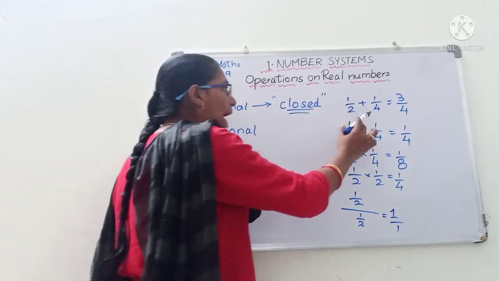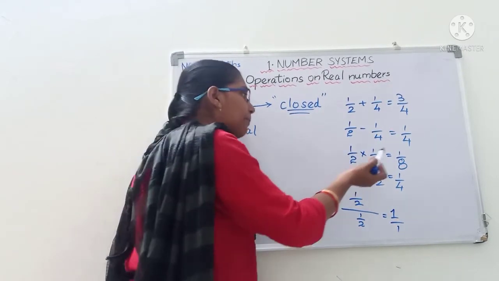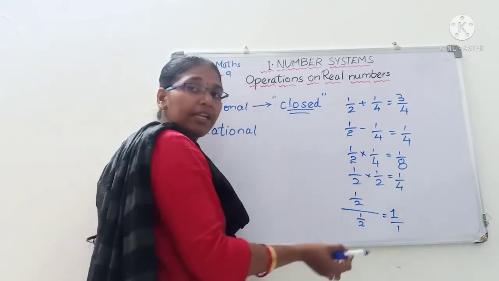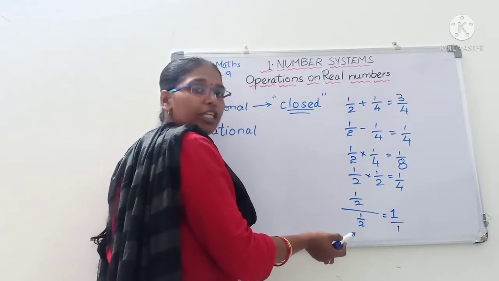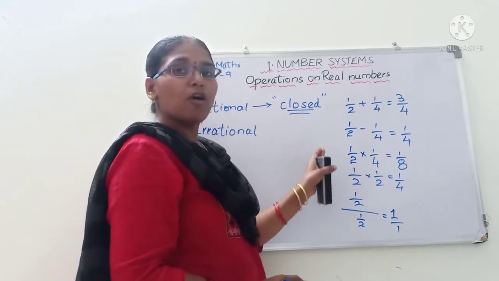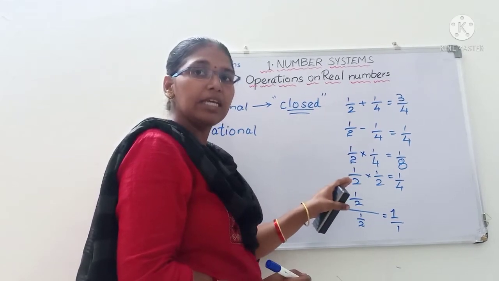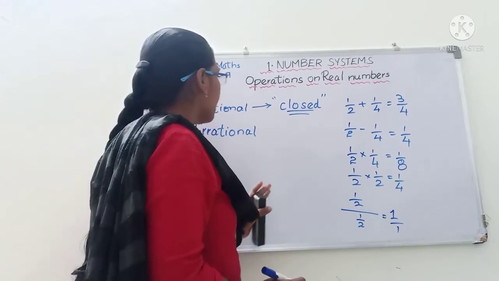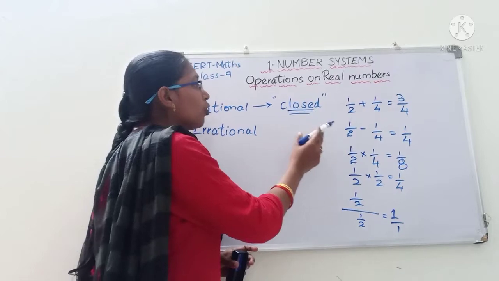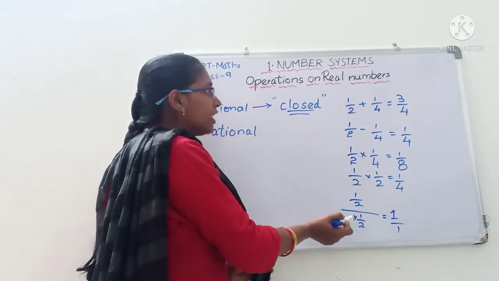That means when you add or subtract two rational numbers, you are getting a rational number again. When you are multiplying rational numbers, you are getting a rational number again. When you are dividing two rational numbers, you are getting a rational number again. If you perform operations on rational numbers and again you get a rational number, that is called the closure property. So, rational numbers are closed with respect to addition, subtraction, multiplication and division.